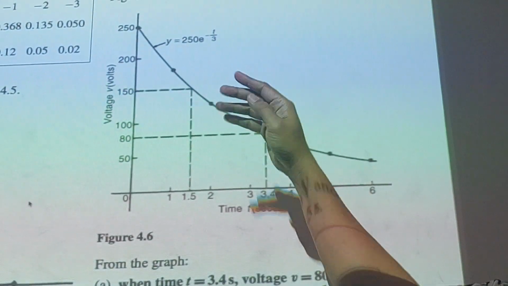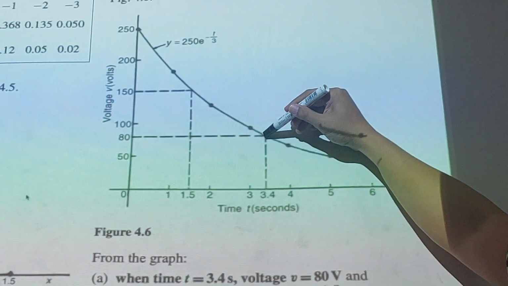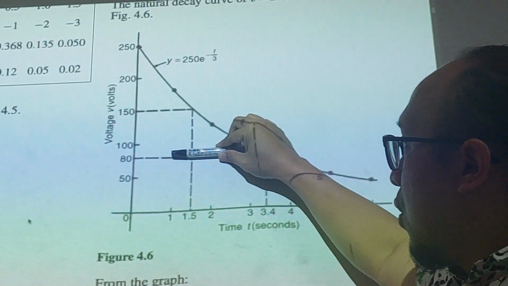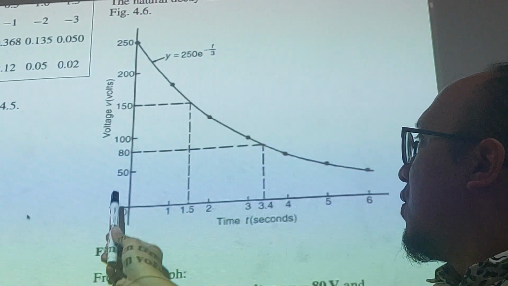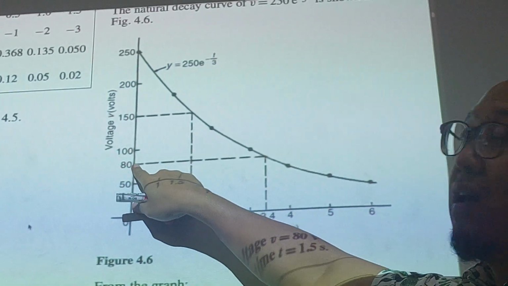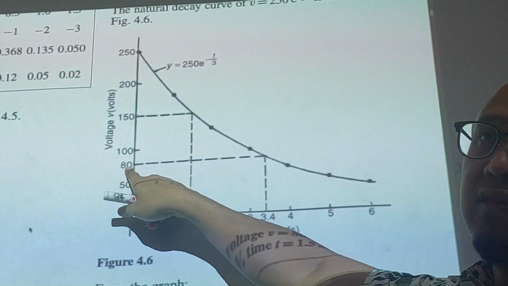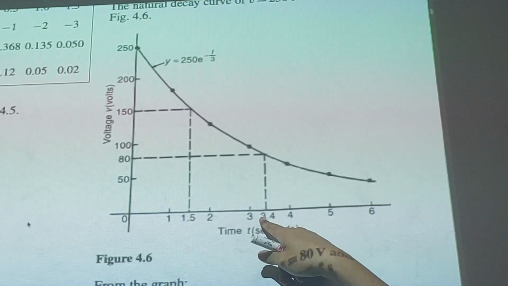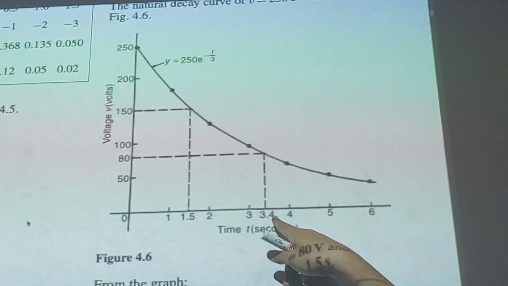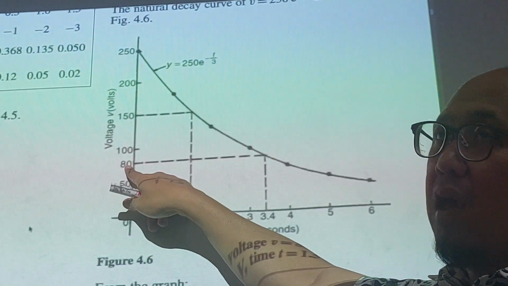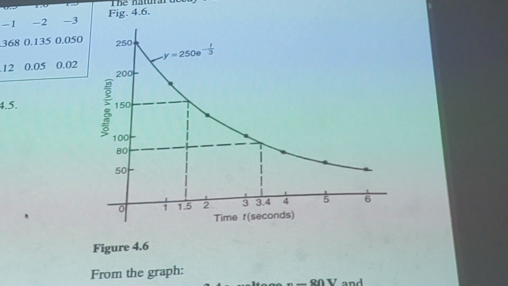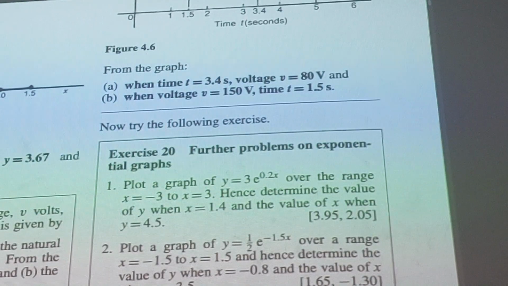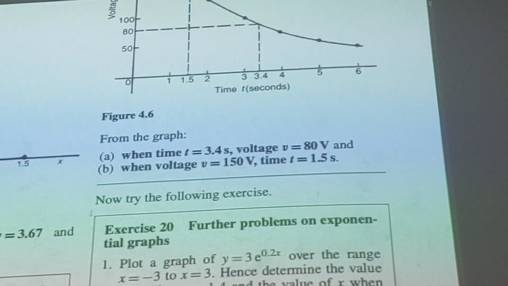You draw a vertical line until it contacts the curve. Then you draw a horizontal line to the vertical axis, and on the vertical axis you get the voltage. So we can see that after 3.4 seconds the voltage will equal 80 volts. This is the answer to A. And B, the time when the voltage is 150.